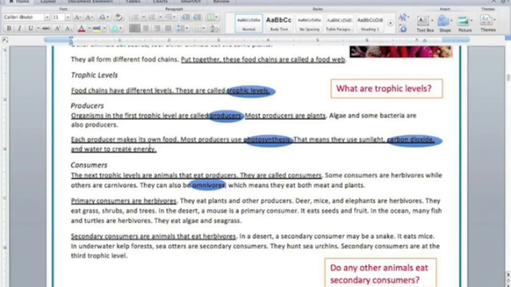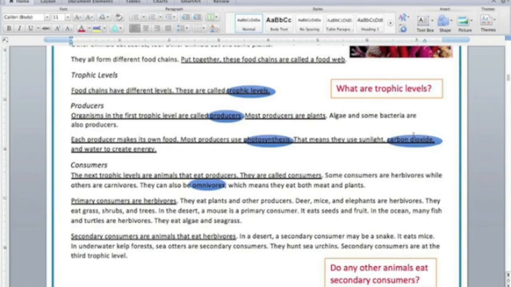Each producer makes its own food. Most producers use photosynthesis. That means they use sunlight, carbon dioxide, and water to create energy. I underlined the entire thing here because this gives me a clear definition, or a clear understanding, I should say, of how producers make their own food. They do it through a process called photosynthesis, which I circled. And then photosynthesis means that they use light and carbon dioxide and water to create energy.